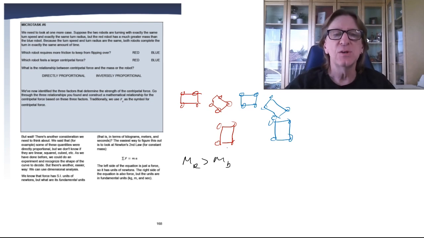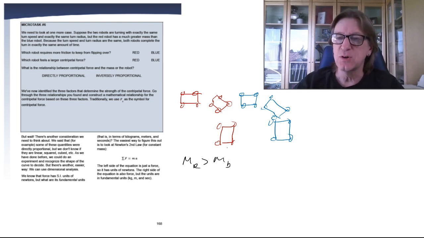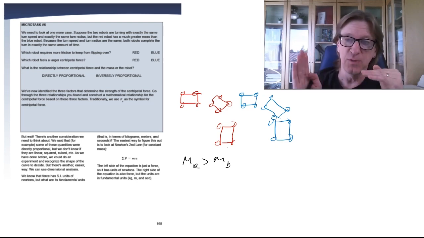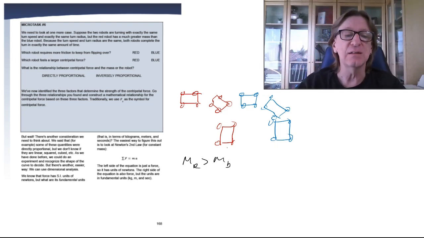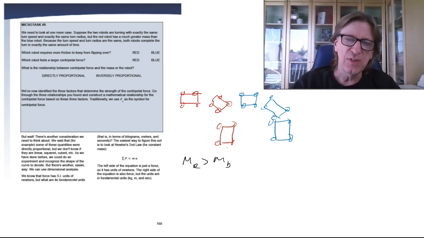Okay. So both robots complete the turn in exactly the same amount of time because they're moving at the same velocity and they've got the same turn radius. And so if you think about just if it were on a string, they would both have to reach there at exactly the same time. So now think about the friction.